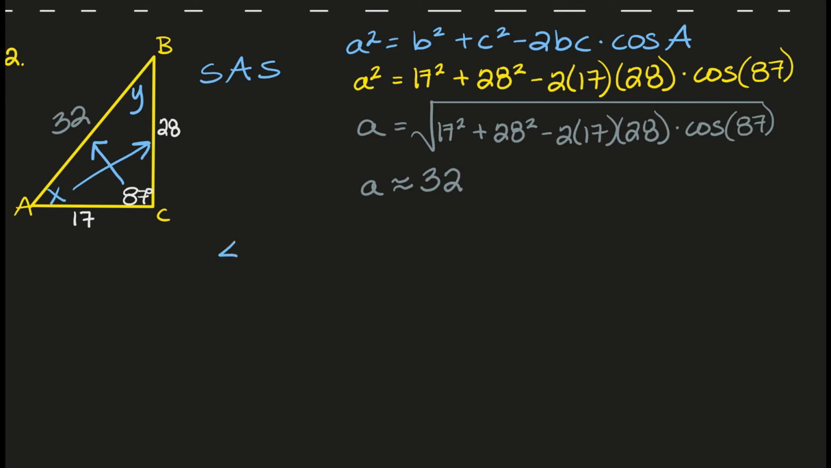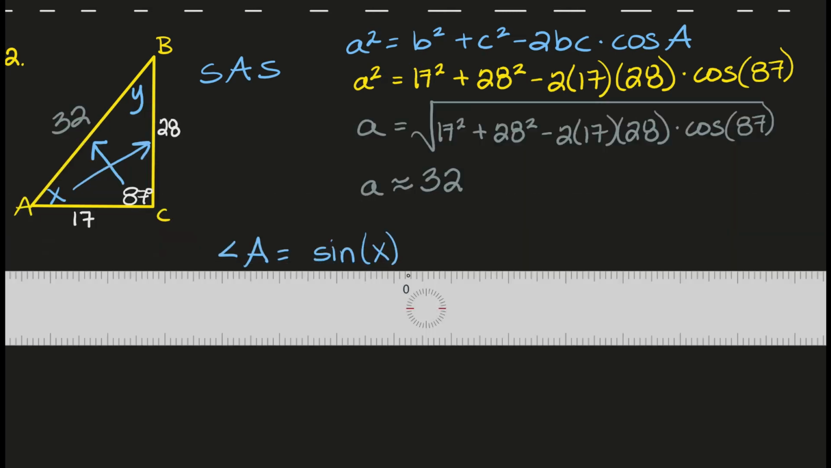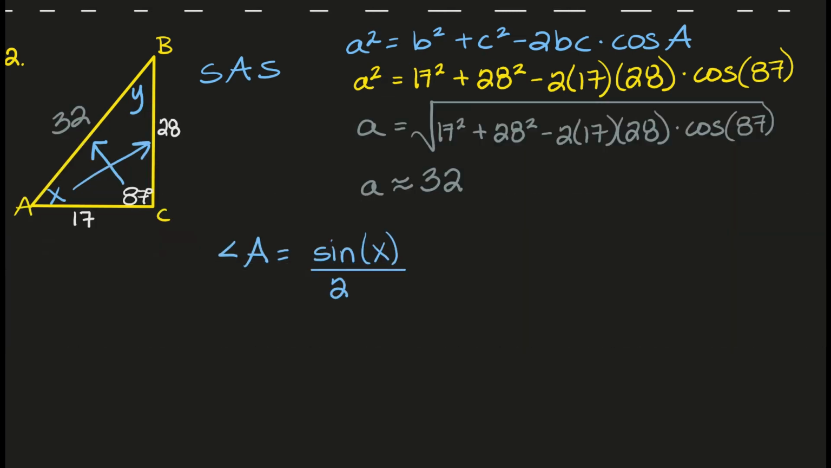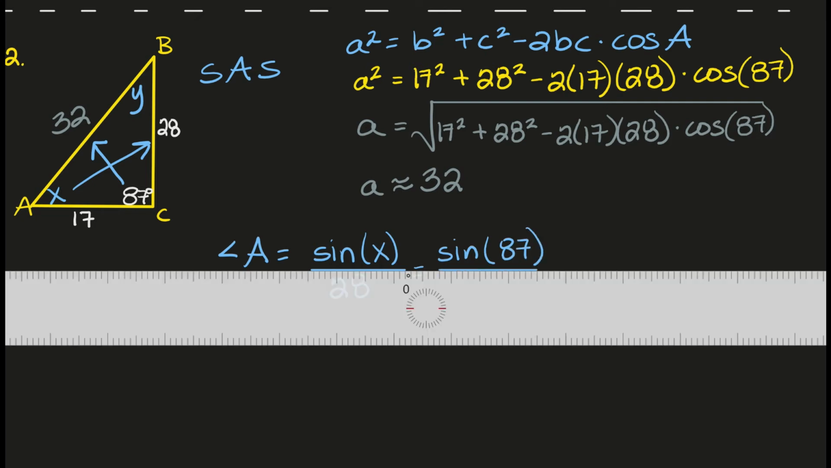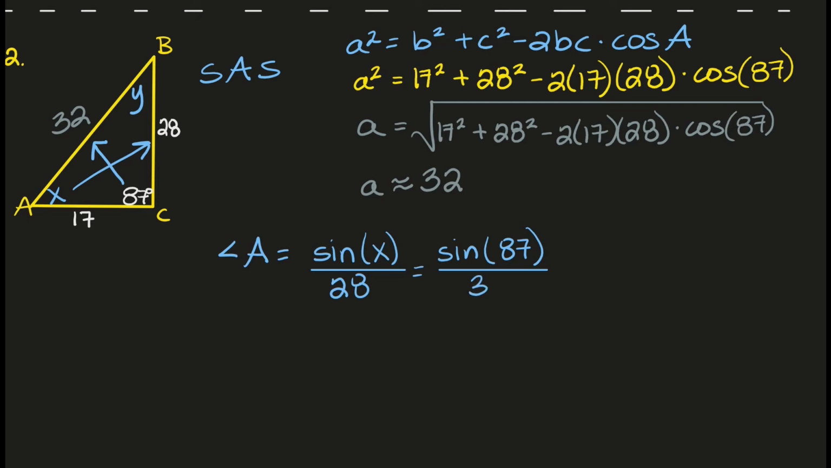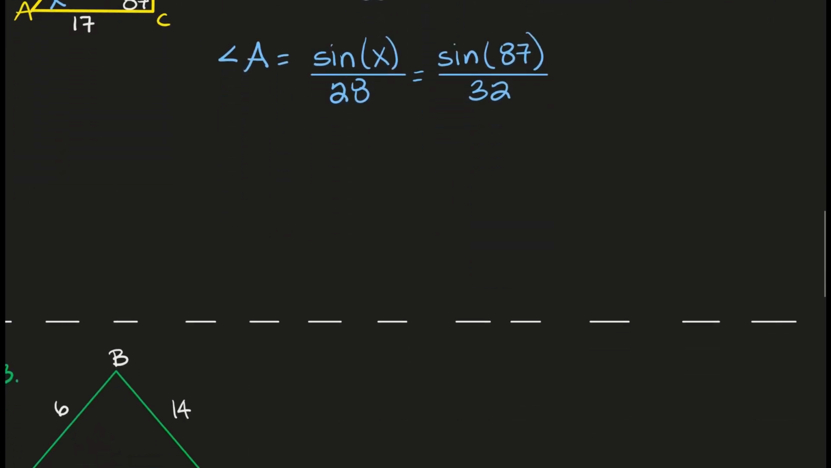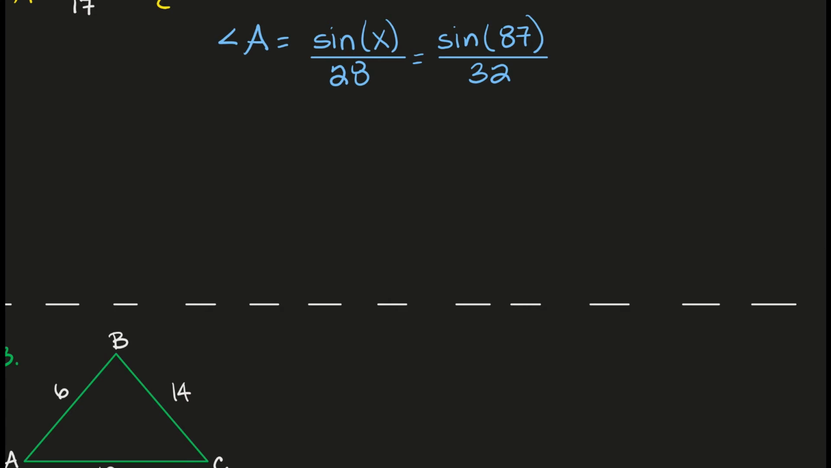So here, if I wanted to find the measure of A, I'm going to let this equal the sine of x, and we'll put that over 28. And I'll set that equal to sine of 87 and we'll put that over 32. And we'll use law of sines here to solve this problem. So I can cross multiply, and I'll get 32 times sine x. This equals 28 times sine of 87.